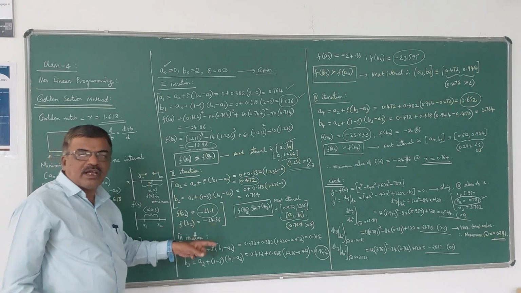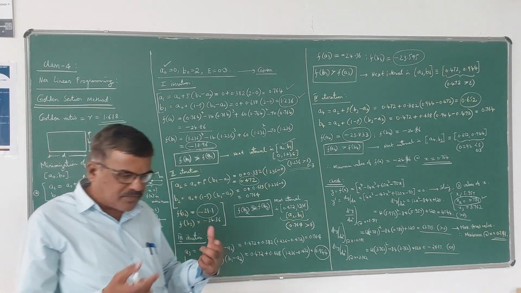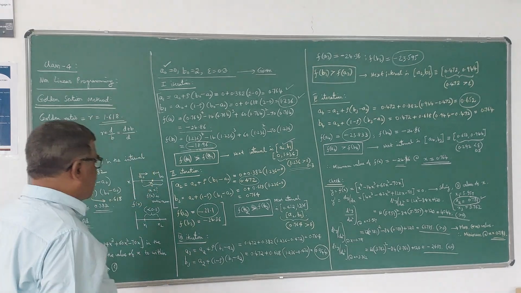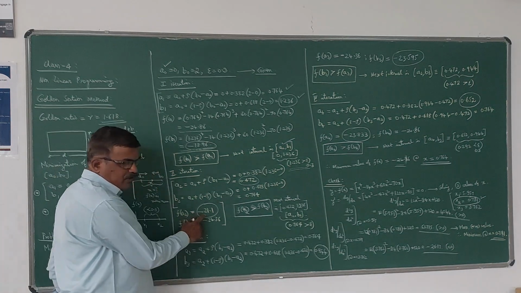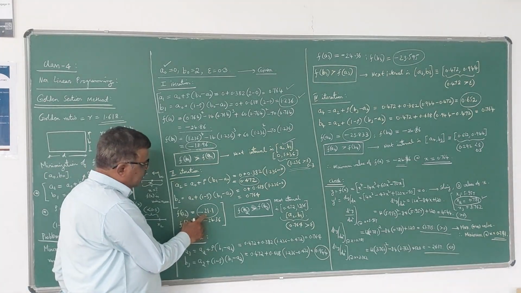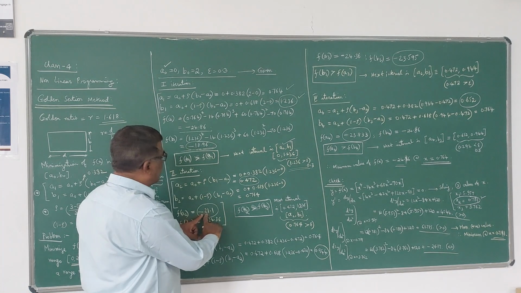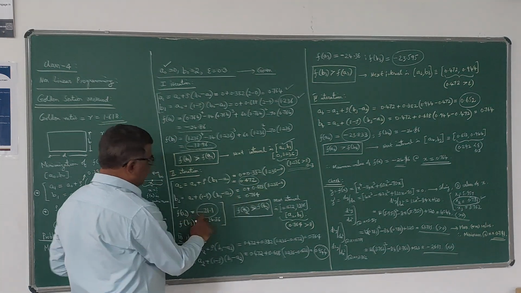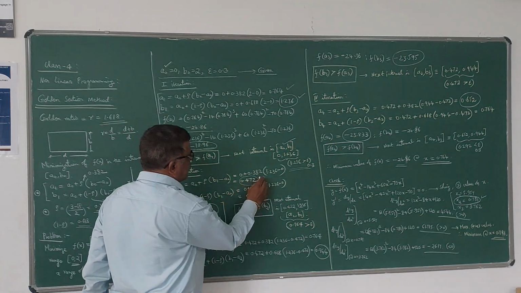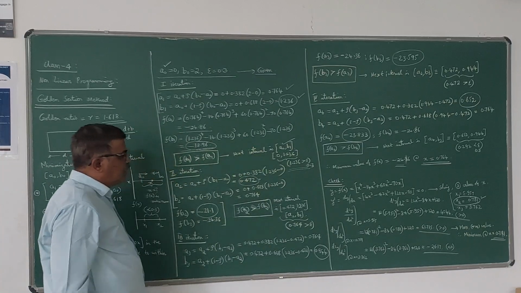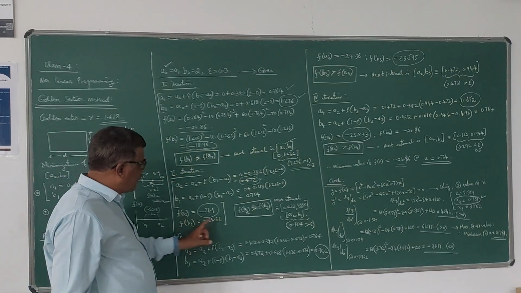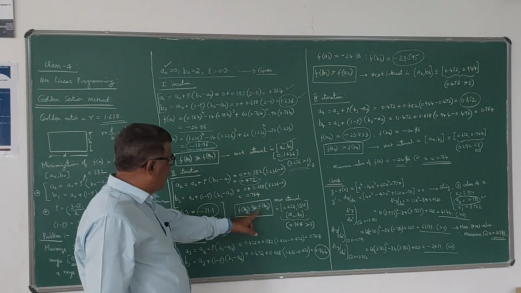Once again, you have to proceed along the same lines. Among these two, the higher value is minus 21.1 because it is negative. This is the higher value, and corresponding to that is A2. This is for the value of A2. So this is considered. Now that means f of A2 is greater than f of B2.